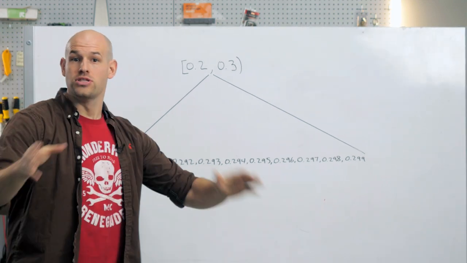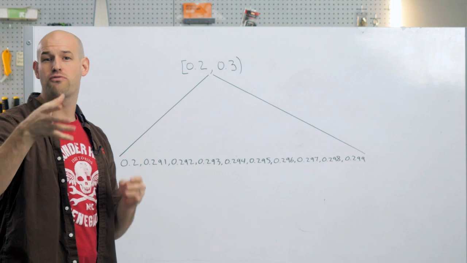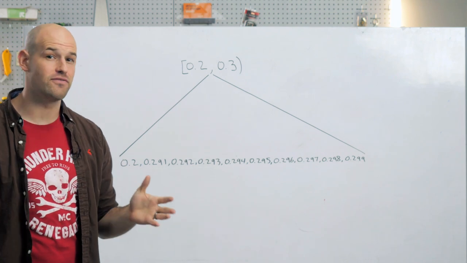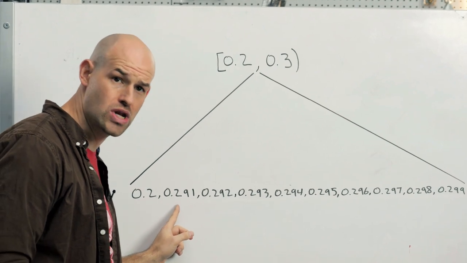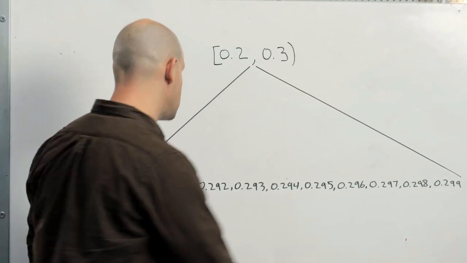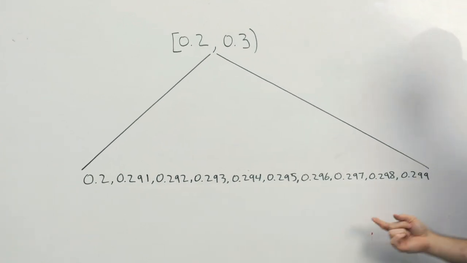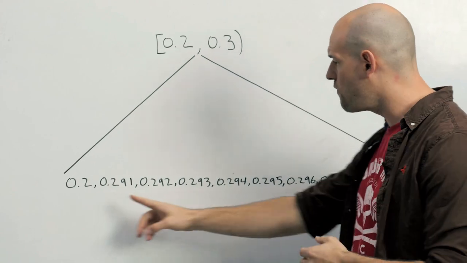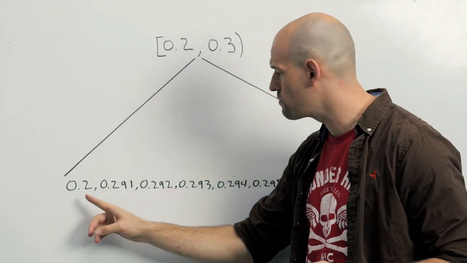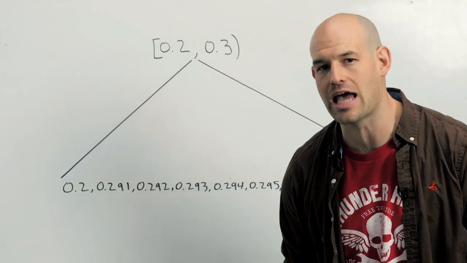All right. Now let's subdivide that space unevenly, and just for the sake of argument, give one range 9/10 of the space. So we'd end up with the starting spaces of 0.2, 0.291, 0.292, 0.293, 0.294, 0.295, 0.296, 0.297, 0.298, and 0.299. Now look at that. Every time we fall in this first range, going from 0.2 to 0.291, we're outputting less digits to the output stream.